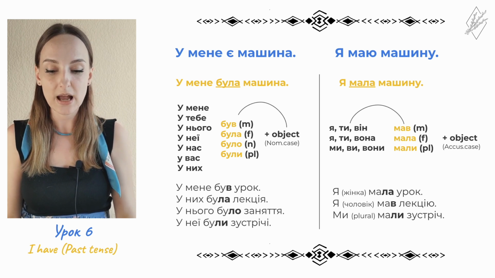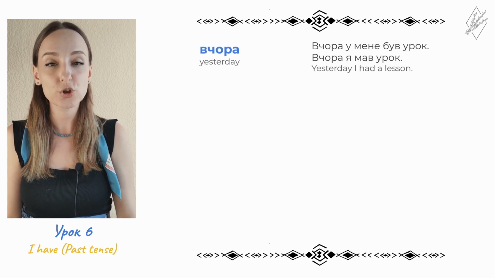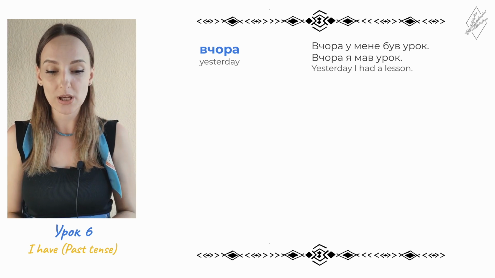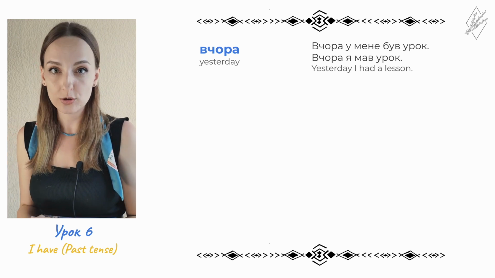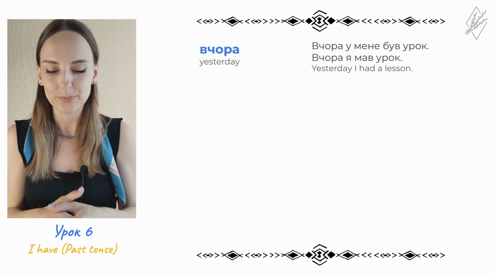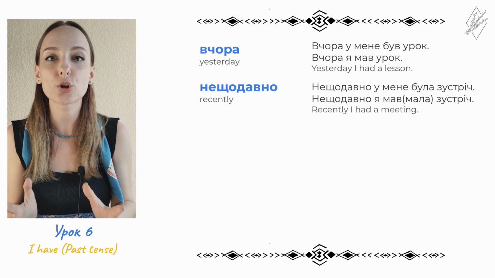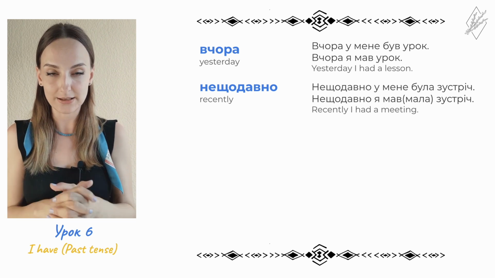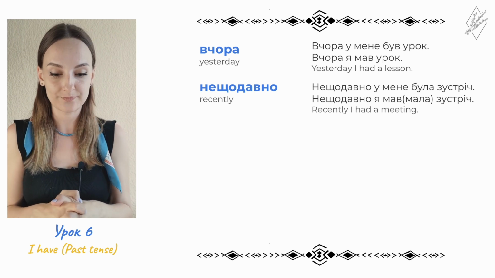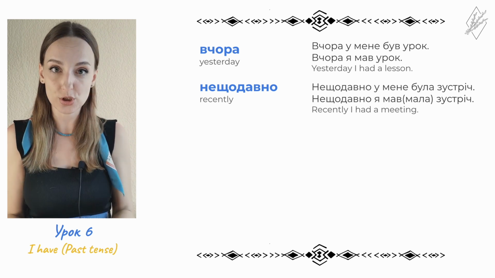Also, let's take a look at some vocabulary that may help us to speak about the past tense. Вчора. Yesterday. So we could say, вчора у мене був урок. Or вчора я мав урок. Or мала for women. Нещодавно. Recently. Нещодавно у мене була зустріч. Нещодавно я мав or мала зустріч.